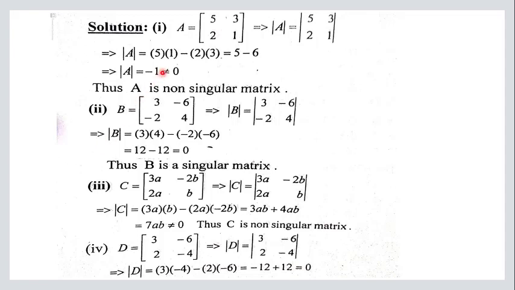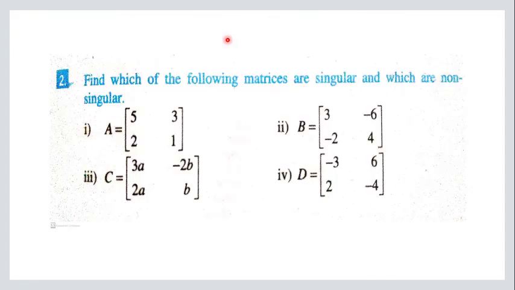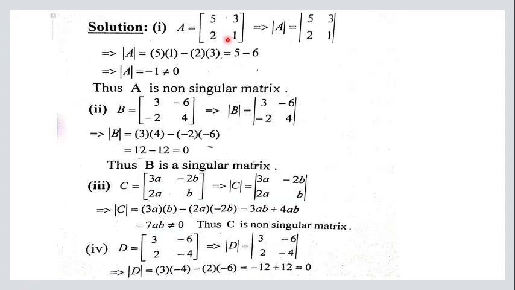Solution. The first matrix, matrix A, is equal to 5, 3, 2, 1. Now we need to find out if this matrix is singular or non-singular. Alright, so how do we do that? We actually find the determinant of the matrix. So the determinant of the matrix A is equal to 5, 3, 2, 1 inside perpendicular lines.